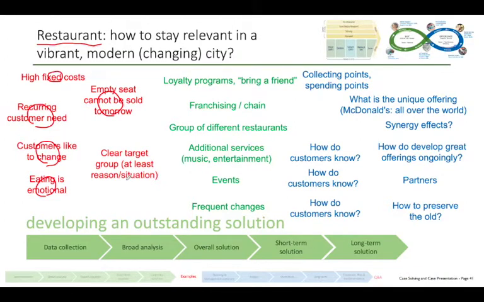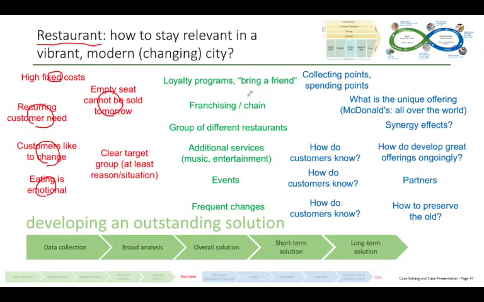And another positive aspect is that the customer group, the target group, is typically quite clear. At least the reason why they are coming, or the situation why they are coming, and what they are requiring is typically quite clear. So the overall solution that we might come up with is something like a loyalty program in terms of bring a friend.